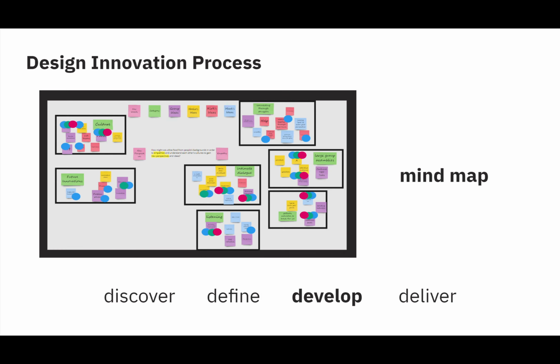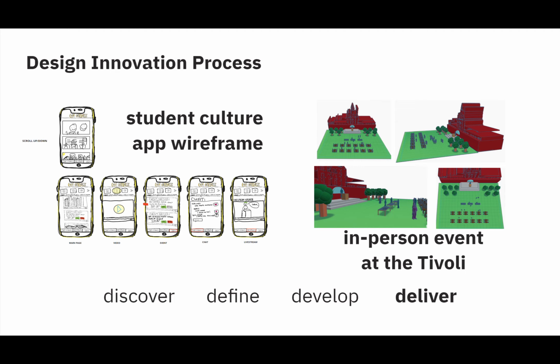In the develop phase, we combined the needs of empathy and accessibility with concepts like apps, games, and events, and sorted through the most feasible, desirable, and viable ideas using the real-win-worth methodology. By the end of our first iteration, we delivered 2 prototypes. Our first was a 3D rendering of an in-person food event on campus, and our second was a wireframe of a cultural app for the campus community.